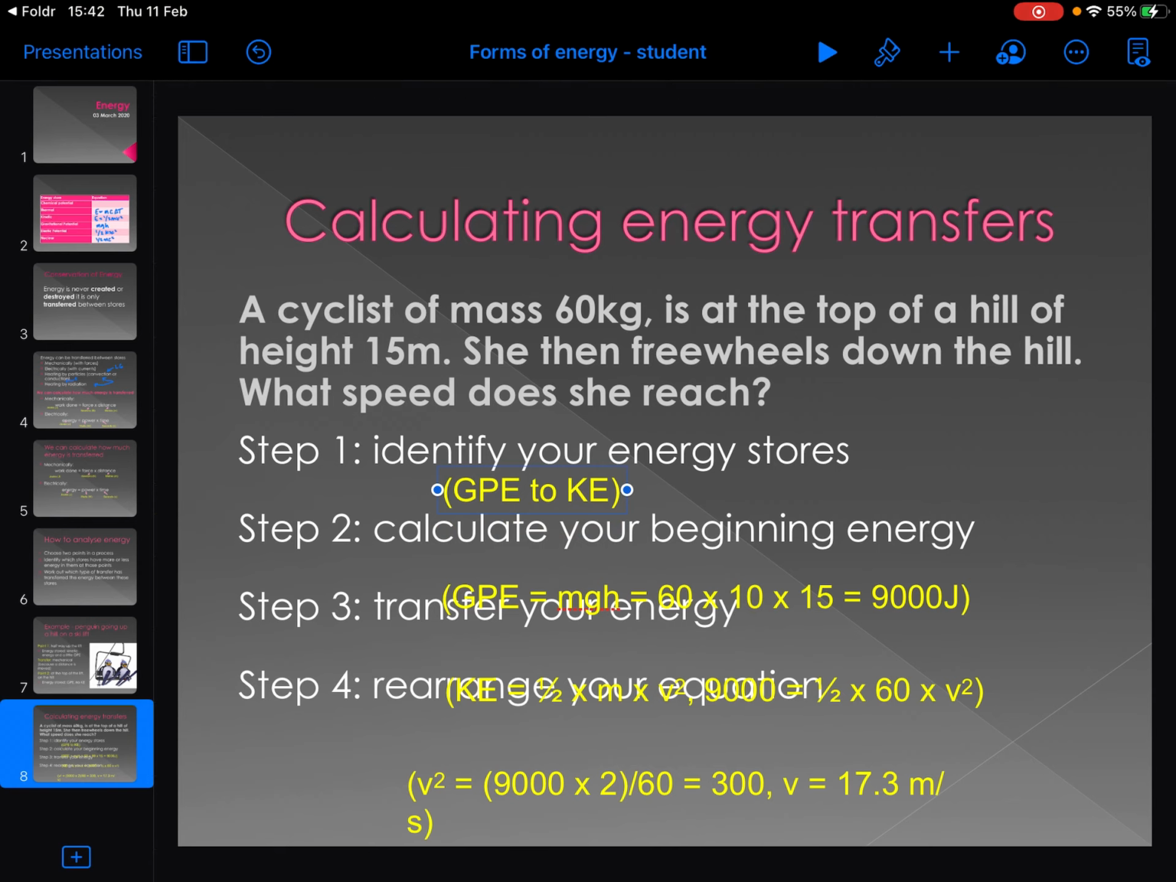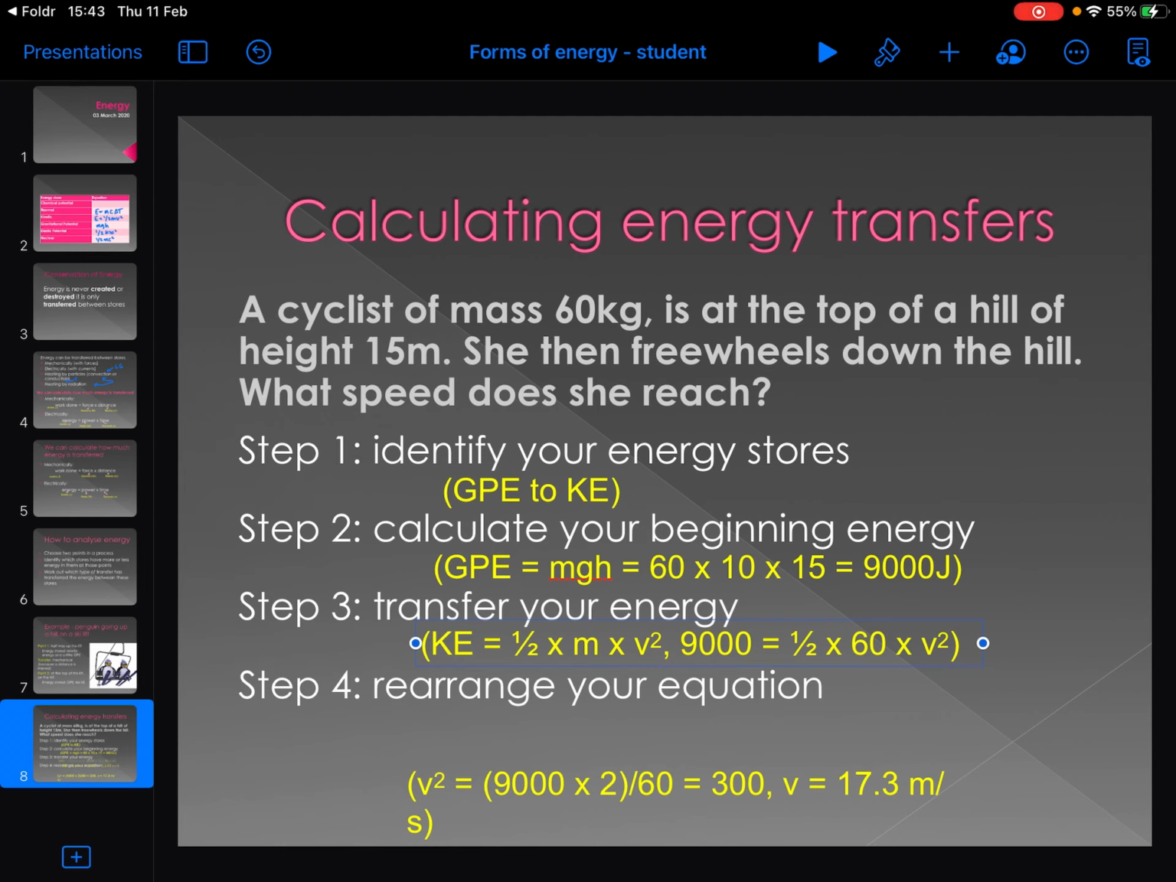Calculating the energy transfer. A cyclist of mass 60 kilograms is at the top of the hill of height 15 metres. She then freewheels down the hill. What speed does she reach? So the first thing you need to do is identify your energy stores. And I said here, gravitational potential to kinetic. Step 2, calculate your beginning energy. GPE is mass times gravity times height. The mass was 60 kilograms. Gravitational field strength is always 10 on Earth. The height was 15, therefore she had 9,000 joules.